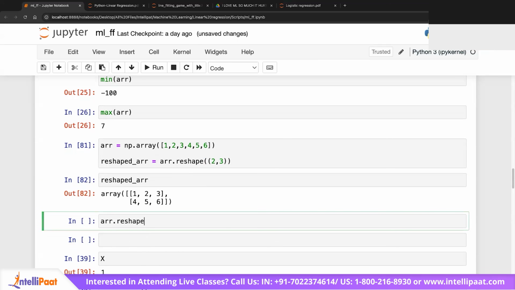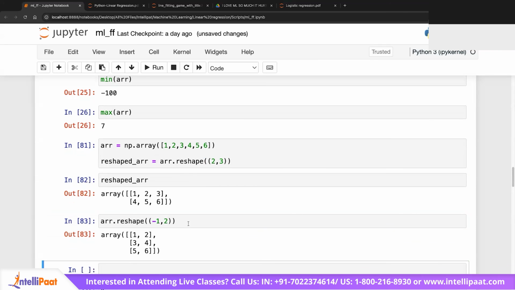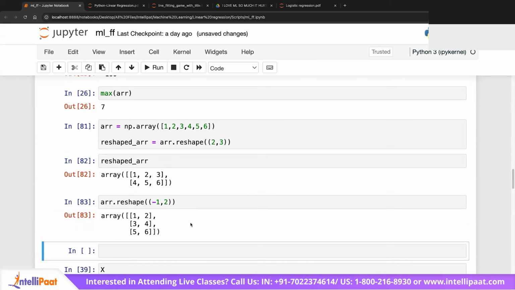Array.reshape of, if you add the number -1, 2, what happened in the original shape of the array to this? What does -1 do? Let me explain that clearly for you. What is the concept of -1? Why do you use -1?